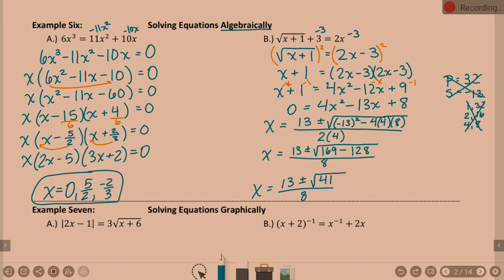You could leave your answer like this. Depending on the scenario, you could maybe say 13/8 plus or minus the square root of 41 over 8. I have both on my answer key for whatever reason. In all honesty, we usually leave that first one, don't we? Unless there's a reason that they'd want it separated. I would probably go for the first one, but the second one works as well. Okay? Questions there?